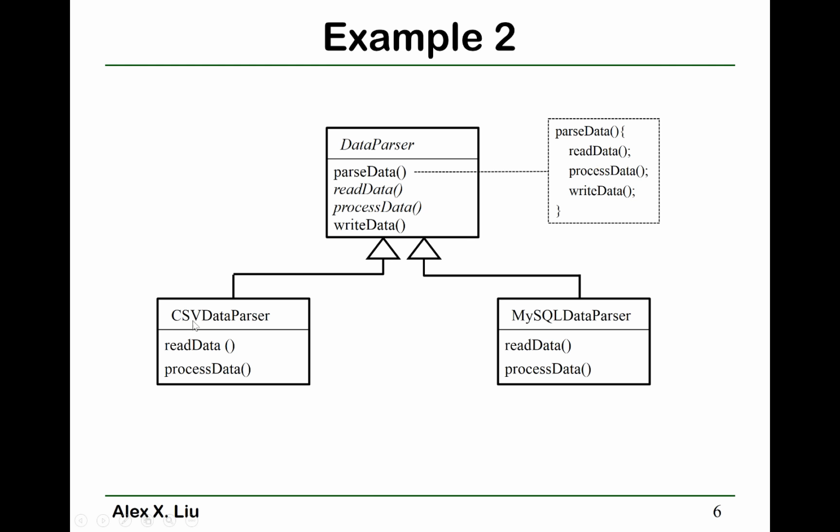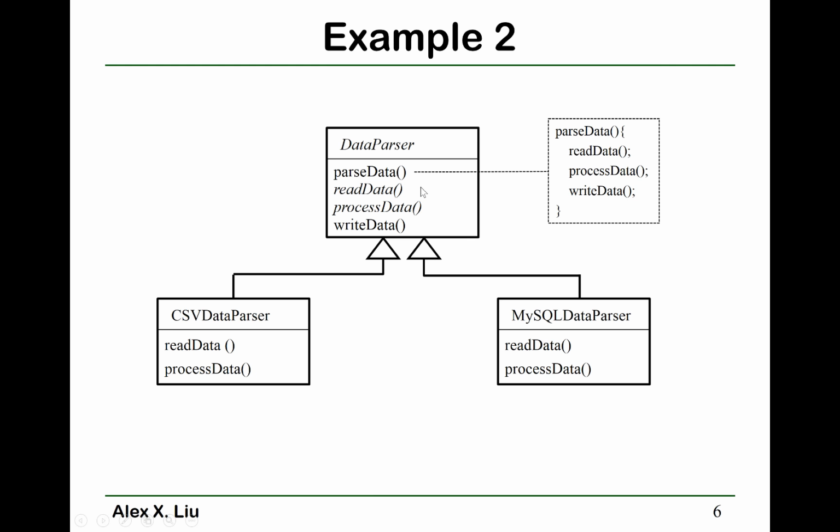And you can see that for different input files, the read data function will be different, and the process data function will be different. But the write data, after we get the data, is probably the same thing. So for write data, we implement it in the base class because it is the same for different derived classes. And for read data and process data, because they are different for different derived classes and there's no default implementation, we leave them as pure virtual functions.